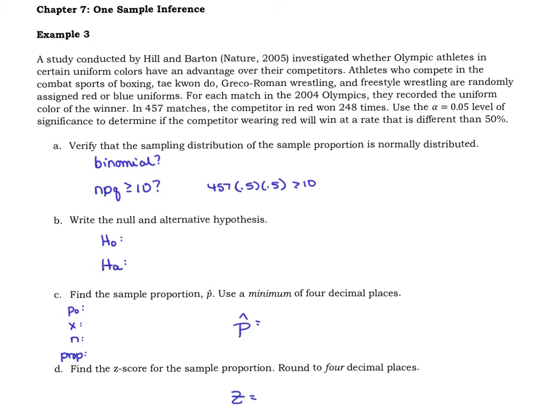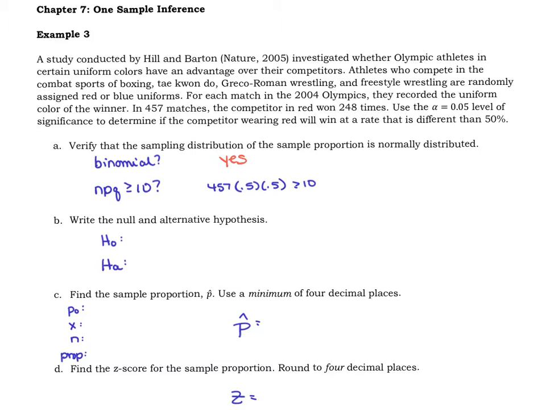Okay, use the 5% level of significance to determine if the competitor wearing red will win at a rate different than 50%. So first of all, is this binomial? So is every match independent of every other? Well, yes. One boxing match has nothing to do with another boxing match, let alone taekwondo, wrestling, etc. And then we have either the red wins or the red doesn't win. So yes, indeed, this is binomial.